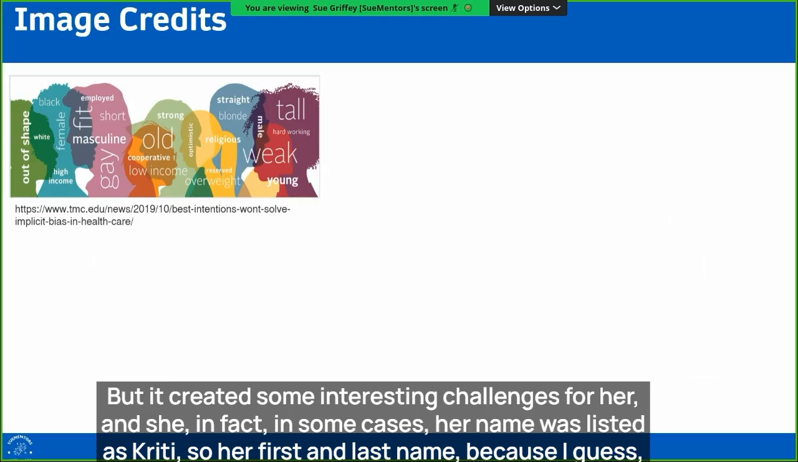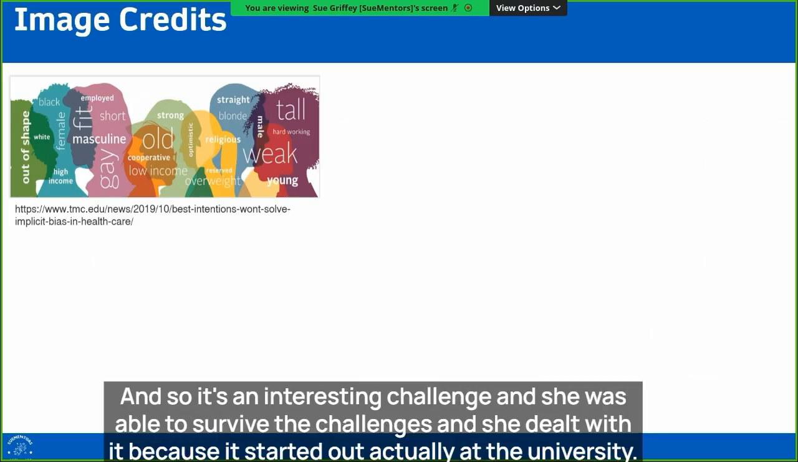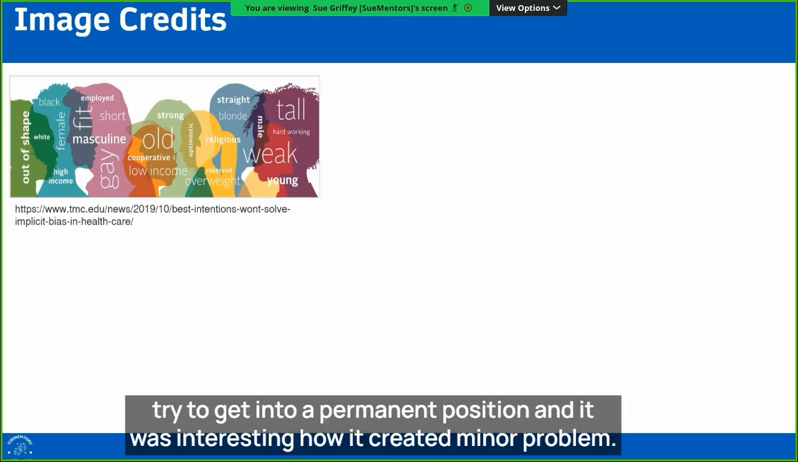In some cases, her name was listed as Kriti Kriti, as her first and last name, because I guess whatever is my name is my last name, and so it filled in the two boxes that are necessary. It's an interesting challenge, and she was able to survive it. It started out at the university. I encountered her when she was in an internship, and I was helping her try to get into a permanent position.